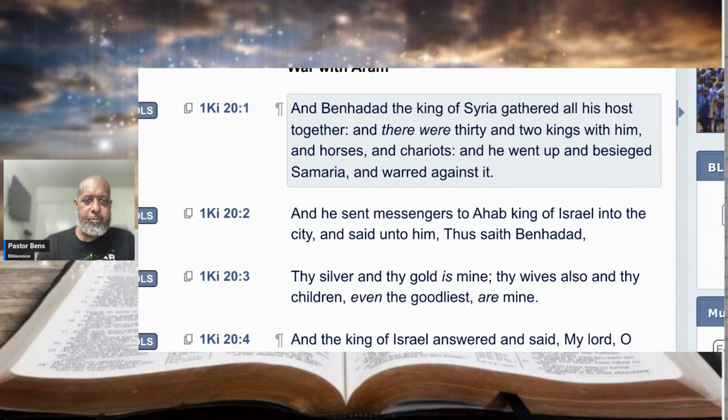and warred against it. Watch this, verse 2. And he sent messengers to Ahab, king of Israel, into the city and said unto him, Thus saith Ben-Hadad, Thy silver and thy gold is mine. Here's the king of Syria telling an Israelite king, your silver and gold is mine. Your wives also and your children, even the goodliest, are mine. Watch this, guys.